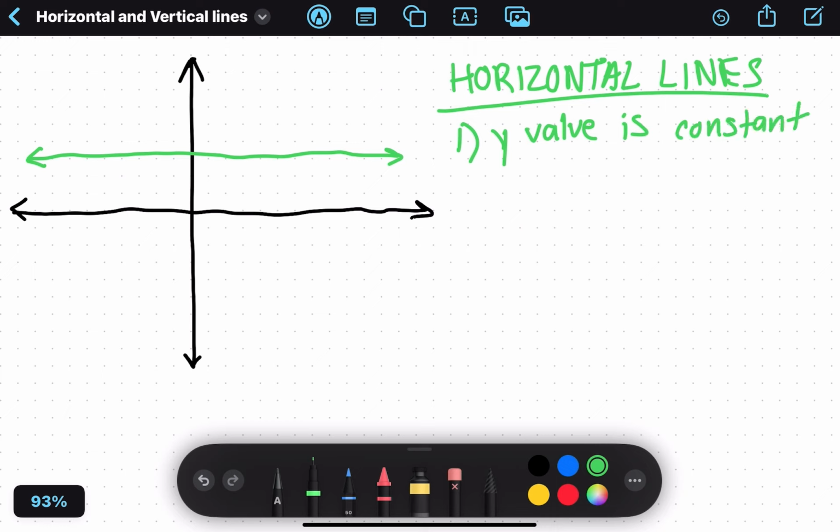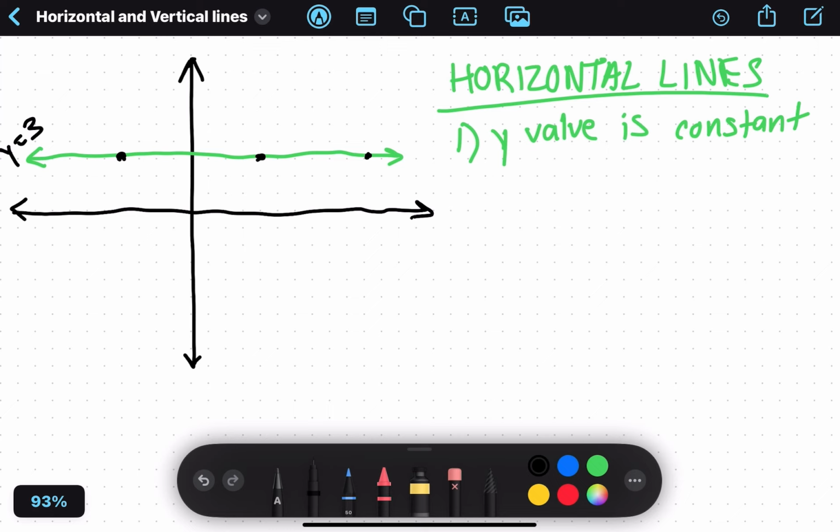Once again, that means no matter where you are on this line, the y value is always going to be the same. So whether you're here, or you're here, or you're here, it's always going to be the same. So let's say we have a y value of 3 this time. This line is going to be x equals 3 this line. Because, no, wait. Sorry. Y equals 3 because the y value is always constant. That's what this line is.